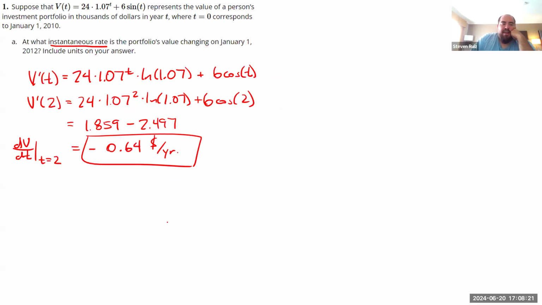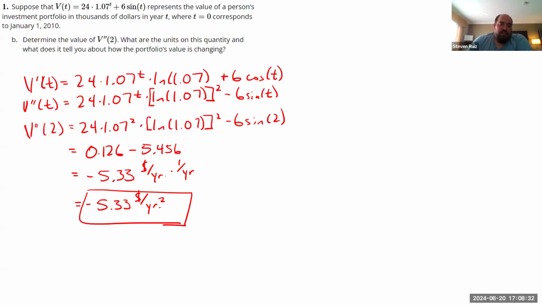So note that for part A and part B, we looked at the same time. That's the beginning of 2012. So from part A, we learned that this portfolio is decreasing in value at 64 cents per year. This tells us a little more. Not only is our investment account decreasing in value, but the rate at which the value is decreasing is also becoming more significant. So if we go to February 1st, 2010, we would expect the rate of change to be even more negative. So right now we have a function that's decreasing and which is concave down.